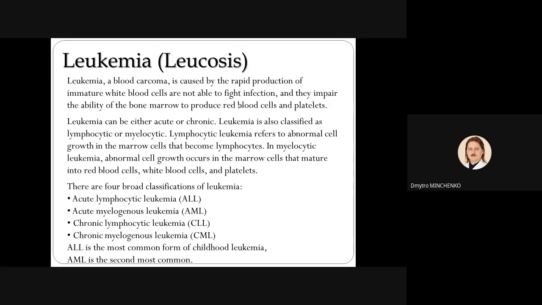Lymphocytic leukemia refers to abnormal cell growth in the marrow cells that become lymphocytes, the lymphoid progenitors, as we've seen in the first slides. In myelocytic leukemias, abnormal cell growth occurs in the marrow of cells that mature into red blood cells, white blood cells, and platelets. There are four broad classifications of leukemia. We have acute lymphocytic leukemia, acute myelogenous leukemia, chronic lymphocytic leukemia, and chronic myelogenous leukemia. Acute lymphocytic leukemia is the most common form of leukemia in childhood. Acute myelocytic is the second most common.